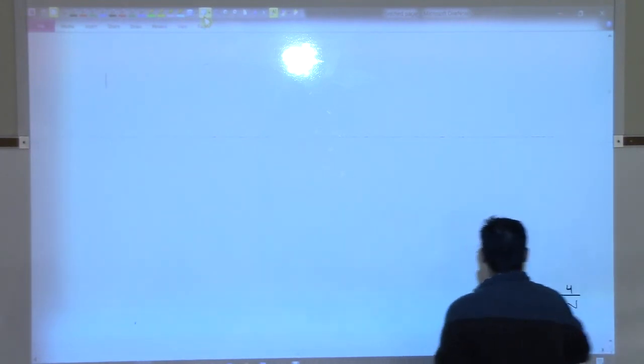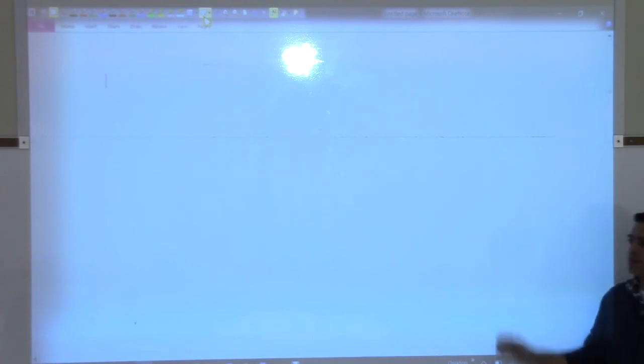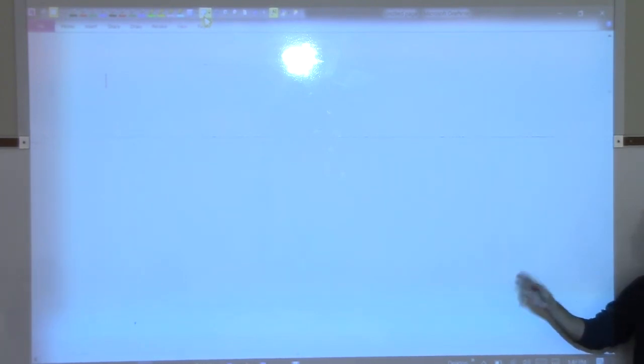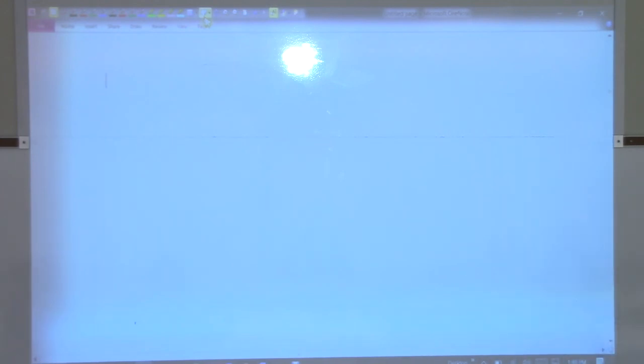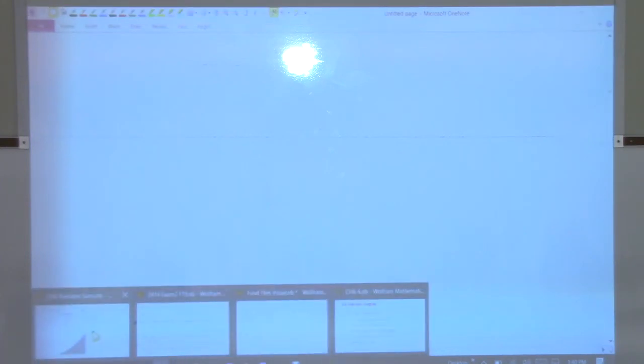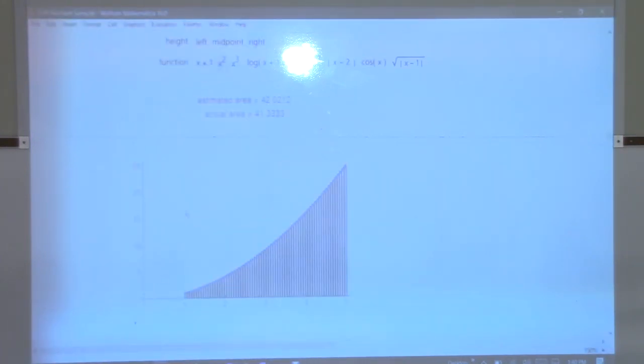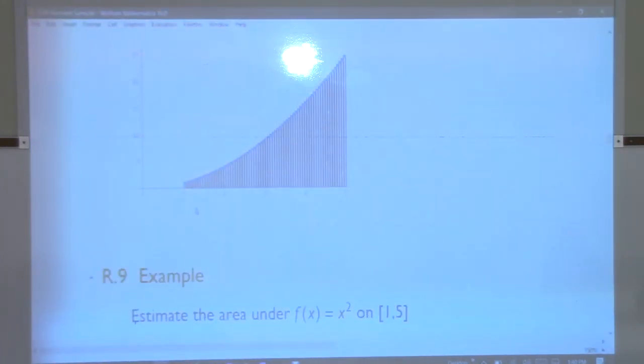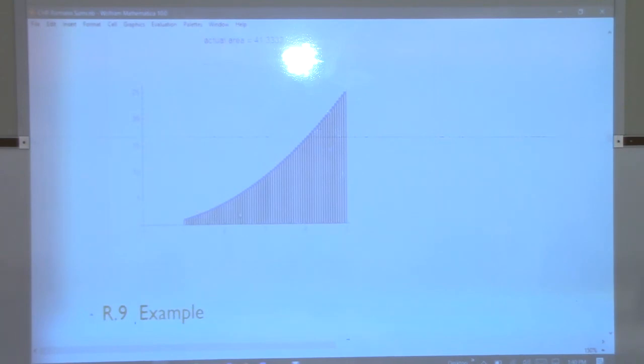So let me ask you this: do you want me to go through this particular example with n rectangles, or do you want to do an arbitrary function? I think let's do this one with n rectangles, and then we'll do an arbitrary one. All right. We're still here, trying to figure out the area under that curve if we use n rectangles.